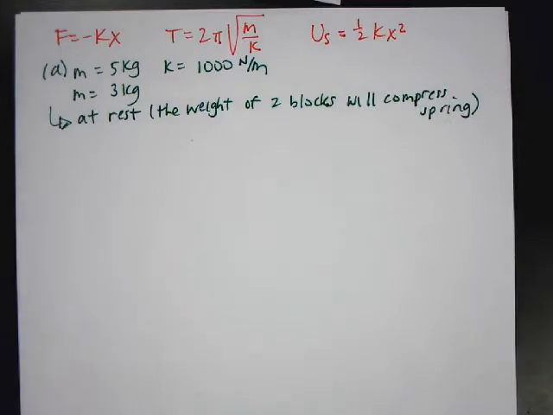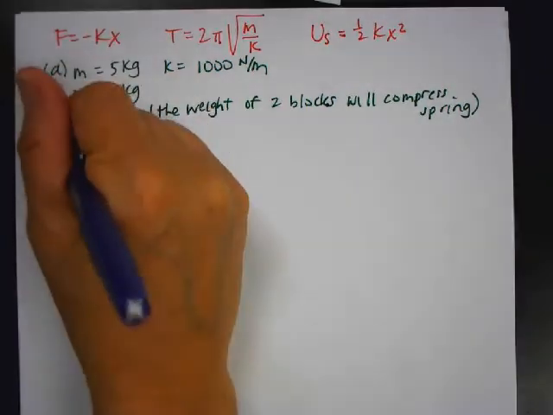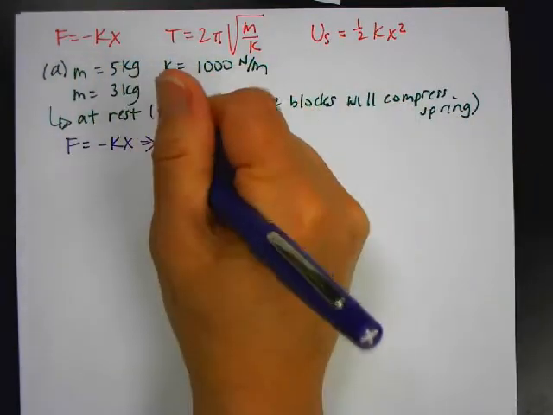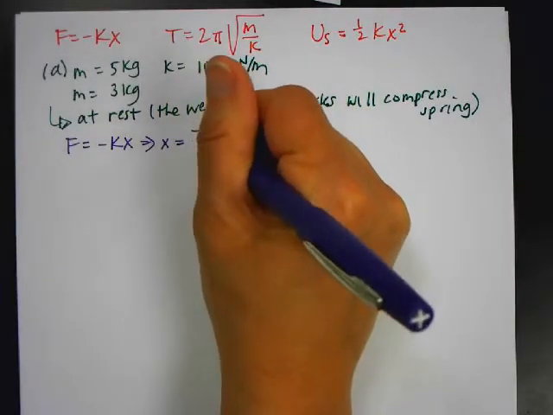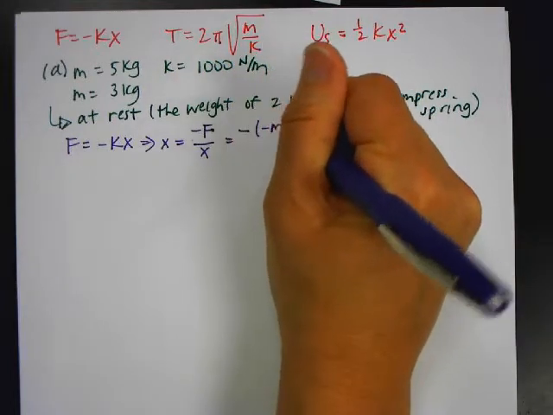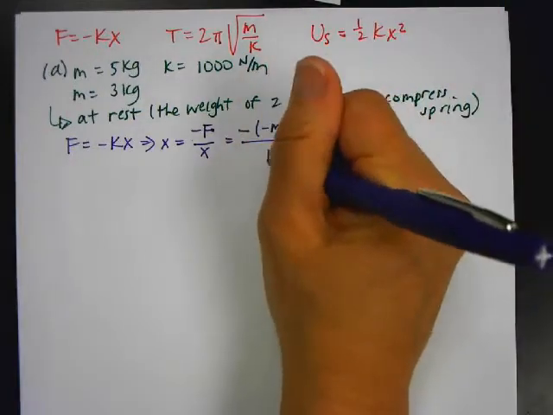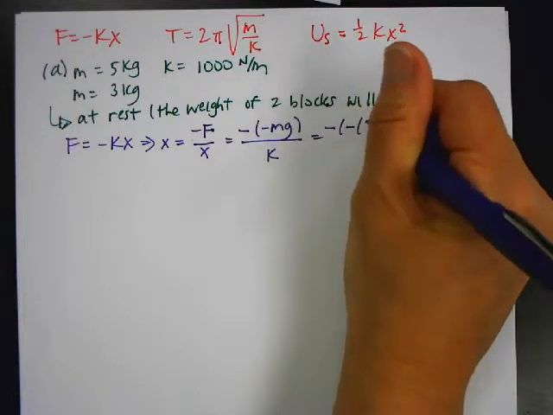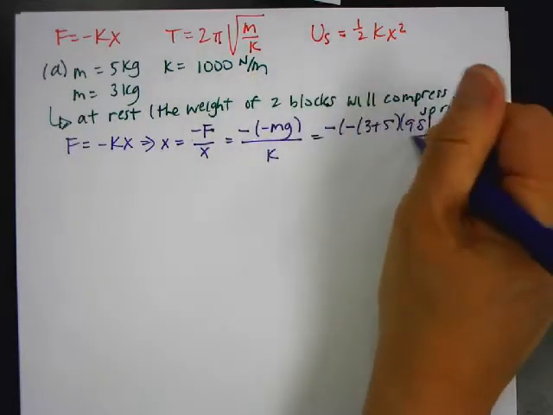All right. So what we're going to do is use Hooke's law, and we're going to say that F is equal to minus kx. We're going to rearrange this equation and solve for x. So x is going to be equal to minus F over k. So it's going to be minus mg, or I don't have to put that minus. If I put g as negative, it comes out the same, over k. When I substitute in my values, negative 3 plus 5 times 9.8, that's why I put that negative here, over 1,000.